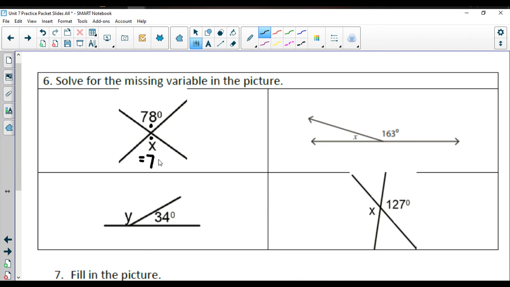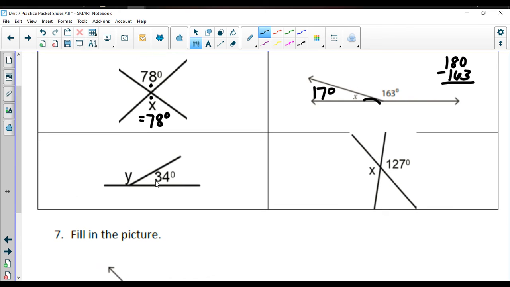So x is going to be equal to 78 degrees. Here in this next one, noticing that they're a linear pair. So I'm going to do 180 minus 163. And that is going to give me 17 degrees for x.